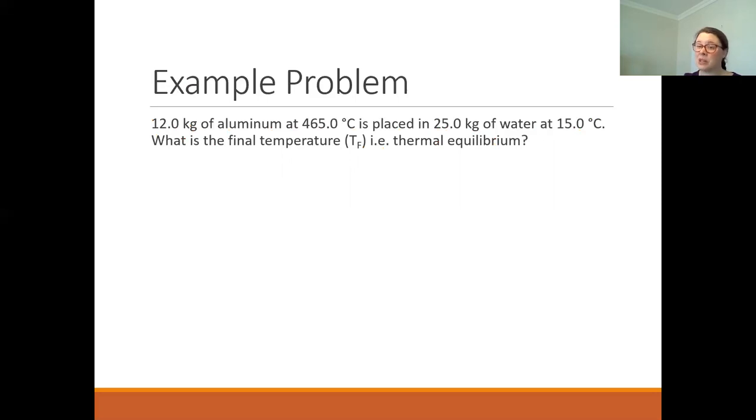So this question is a bit of a complicated question for us. So let's think about what's losing heat. So the aluminum loses heat.